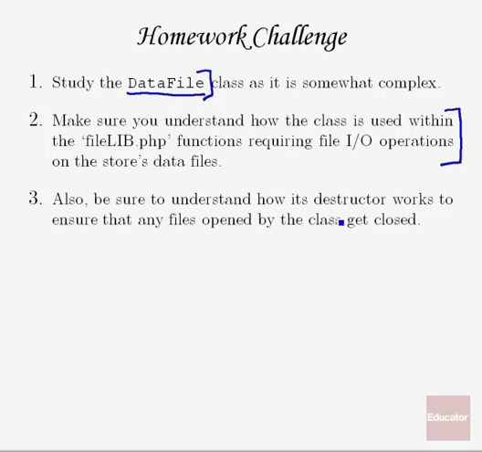Also be sure you understand how the destructor works and how that ensures that when a data file object is destroyed, any files it had open were closed beforehand, which is important. You want to always close your file resources. It's a way of keeping things clean, to make sure that if your user didn't explicitly call, for example, the close method on a data file object, it'll still be closed anyway.